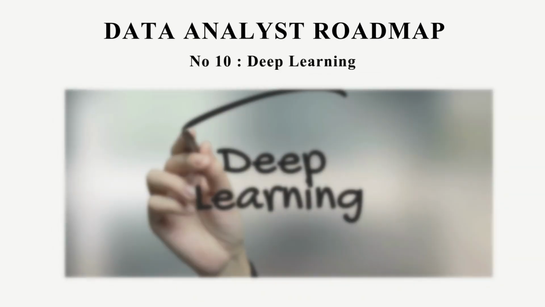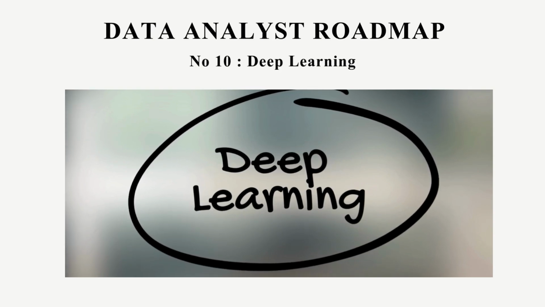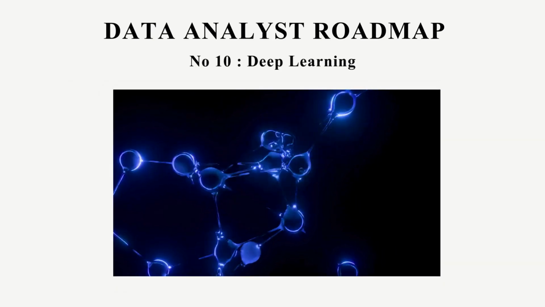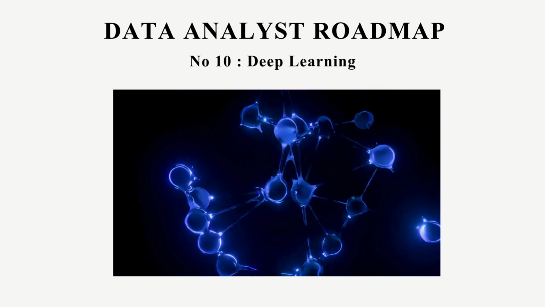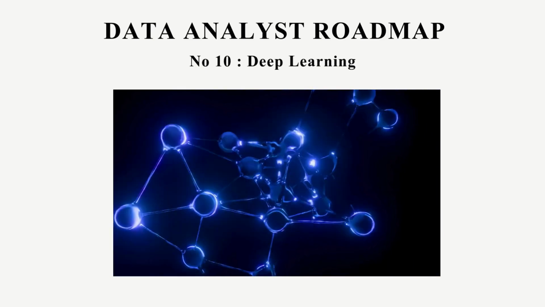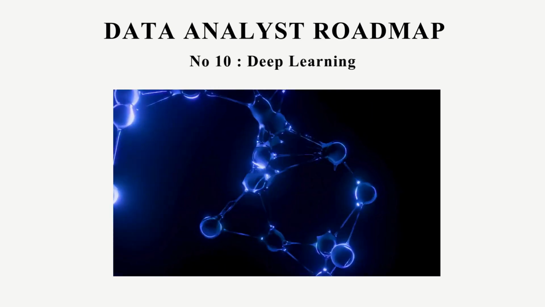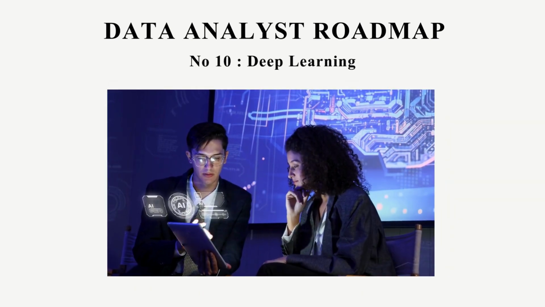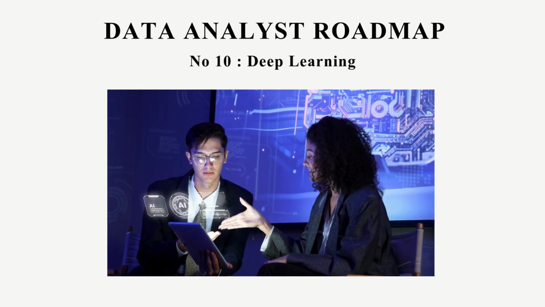Number 10. Deep learning. Deep learning is an advanced part of AI. Topics include neural networks, CNN for image recognition, RNN for sequence data, and NLP for language processing. Mostly used in face recognition, chatbots, and voice assistants.